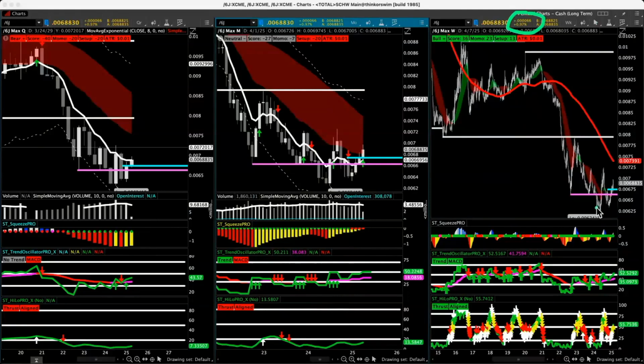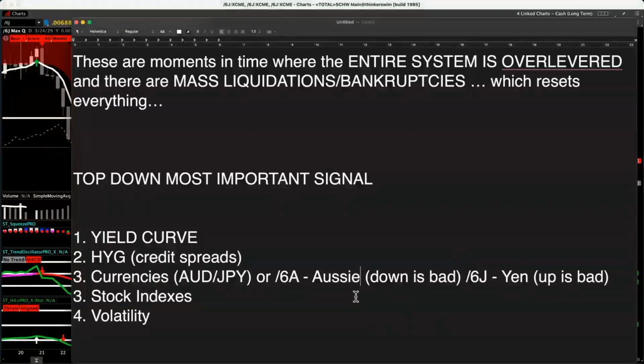Last point I'll make here, and this is a little bit in the weeds, but hopefully you'll see it pretty clearly. Note how the price here is going down and the indicator's gone way up, right? So this is a precursor to a big move. Basically, this is like a coiled spring under the market. So we looked here at 6A, understanding down is bad, and that was down and early. We looked at 6J, understanding up is bad, and we understand that that's not working.